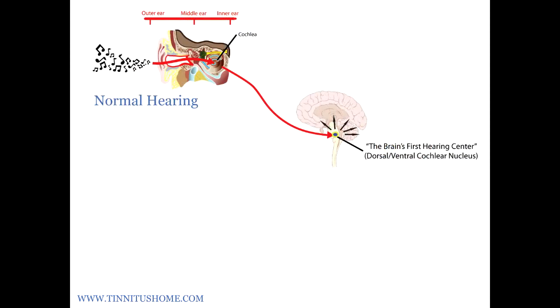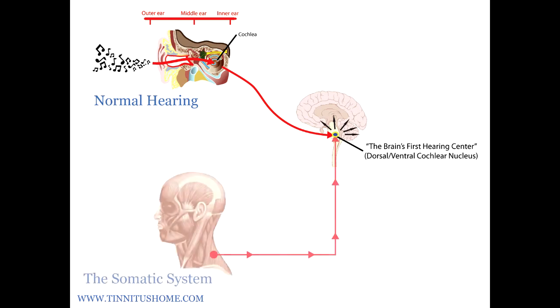To summarize, we hear by the ear activating the hearing nerve, which then activates the brain, starting at the first hearing center of the brain. This first hearing center of the brain can also be activated by nerves coming from the muscles, tendons, and joints of our head and neck.